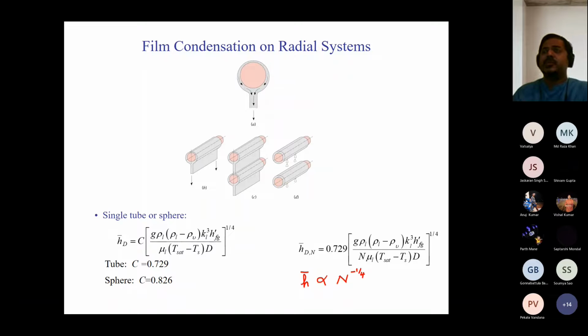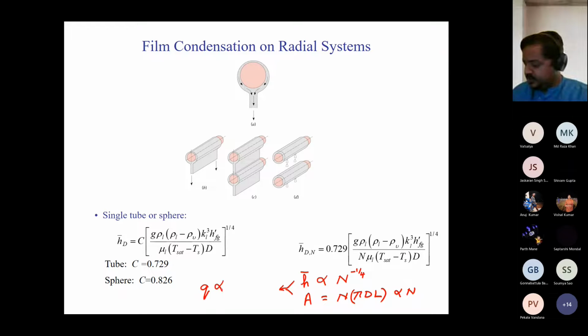Okay, on the nth tube will be lower than that of the n-1th tube. And if you take an average, this is what you get. However, please note the total heat transfer will be higher, right? Because the area of heat transfer, area across which heat transfer is taking place, is N times pi dl, isn't it? So it is proportional to N. Okay, so which means that Q is proportional to N to the power 3/4.